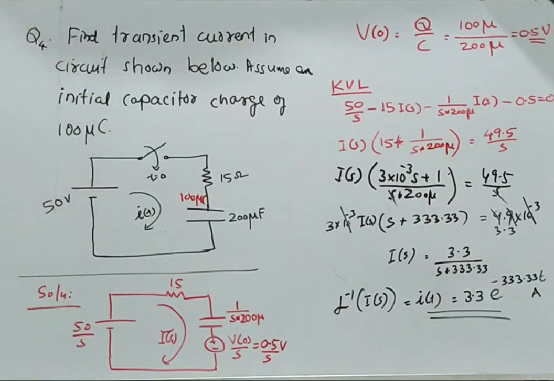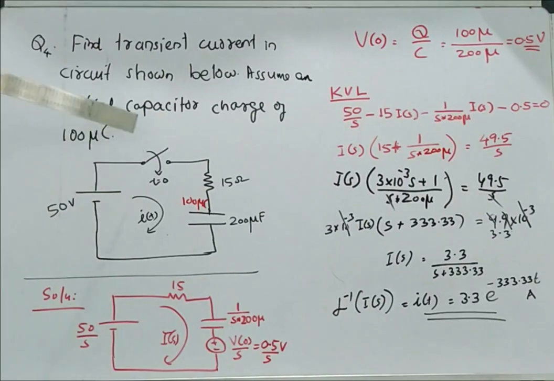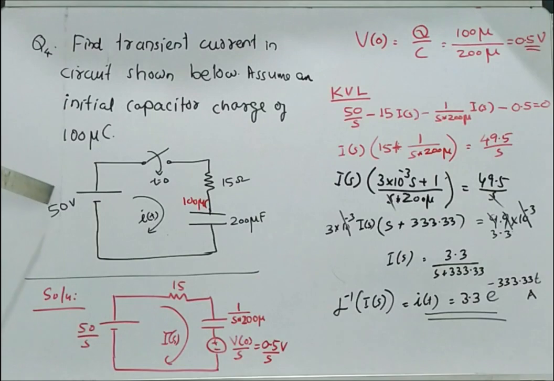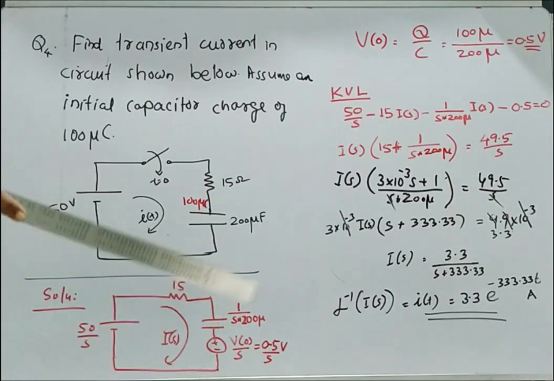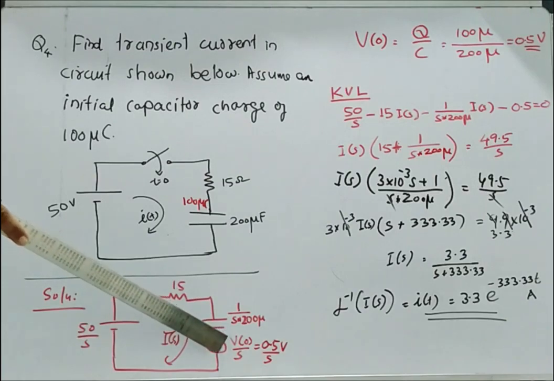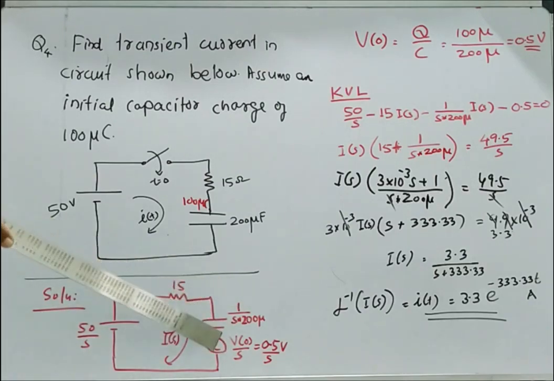In order to solve the problem, it is easier to convert this time domain circuit into the equivalent S domain circuit like this. Here 50 becomes 50 by S, and there is no change, 15 itself. So the equivalent circuit of a capacitor considering initial charge is like this: a capacitor in series with a voltage source, that is, this one is 1 by Cs and this one is V0 by S, where V0 is the initial voltage across the capacitor.